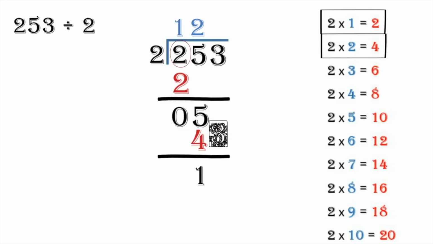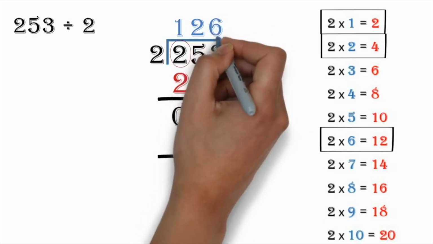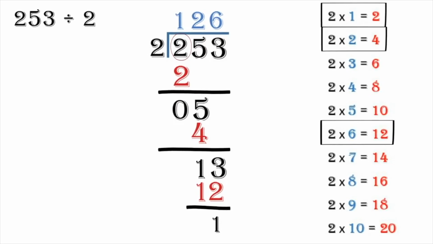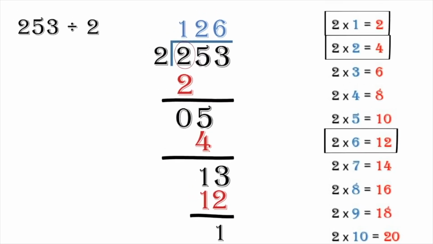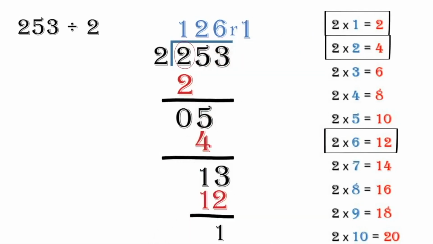Next, we drop the 3. So now we have 13 to work with. We know the closest number is 12. So we have our 12 here and our 6 here. We will subtract and have our remainder of 1. So our final answer is 126, remainder 1.